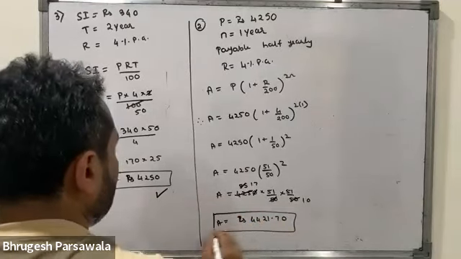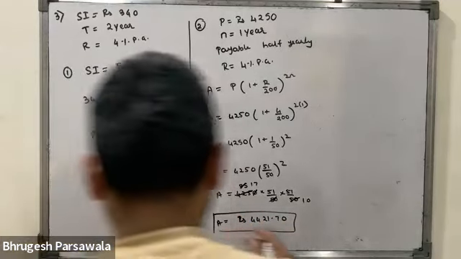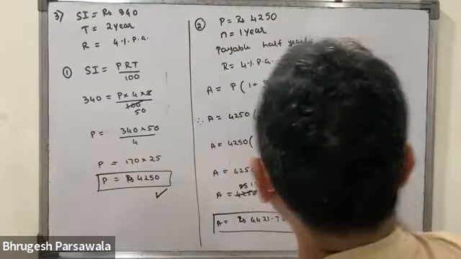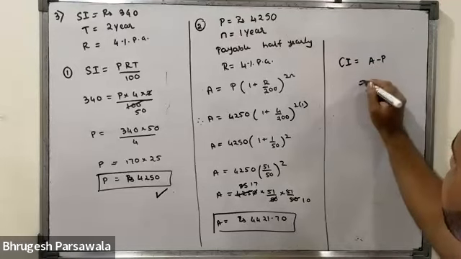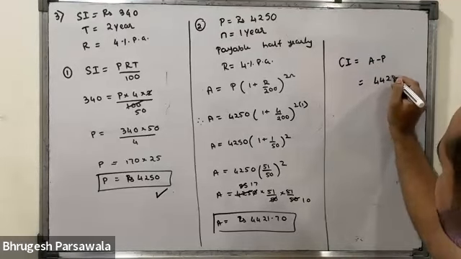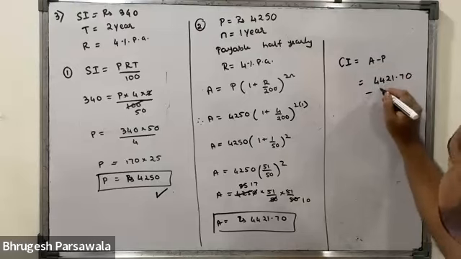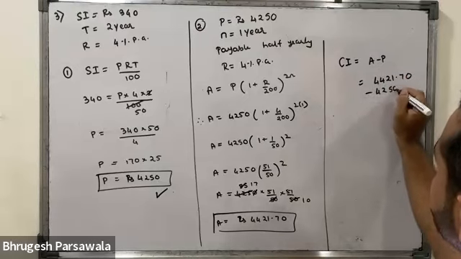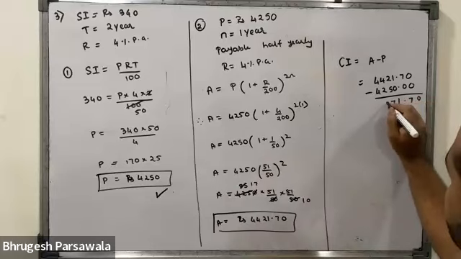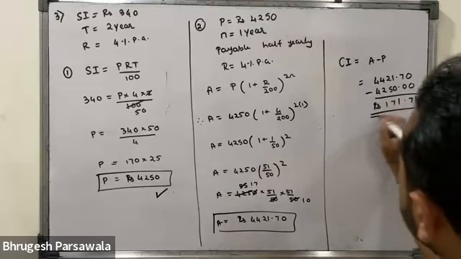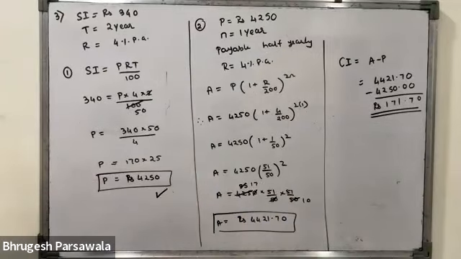So what is the amount, beta? 4421.70. They asked to calculate compound interest, so let's calculate the compound interest too. A minus P, so 4421.70 minus 4250.00, rupees 171.70.